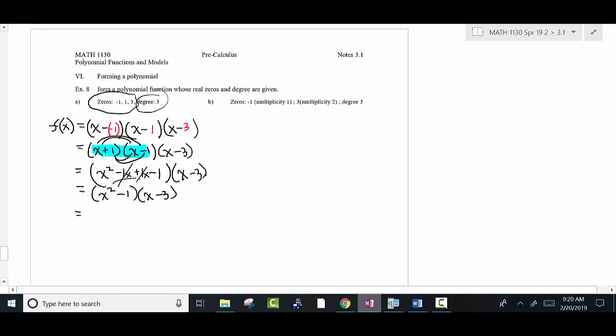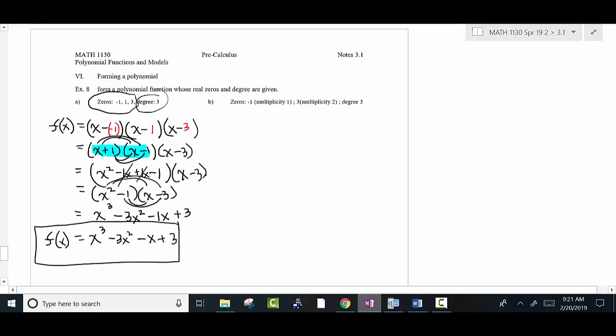So x squared times x is x to the 3rd. x squared times -3 is -3x squared. Inside term, -1 times x is -1x. -1 times -3 is positive 3. So a possible answer to this problem would be x to the 3rd minus 3x squared minus x plus 3. There are other possibilities too on this problem.